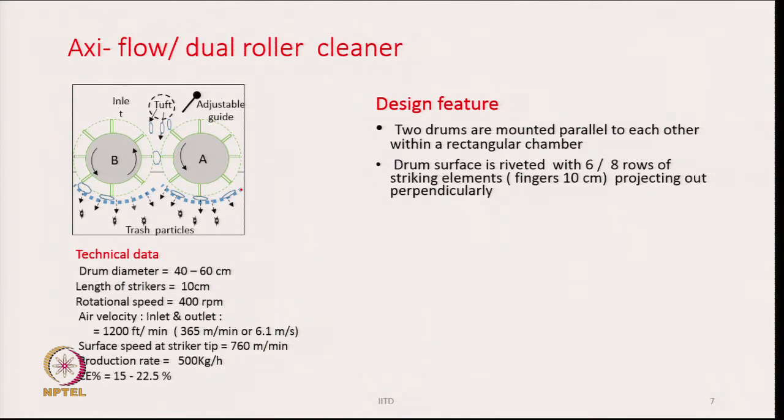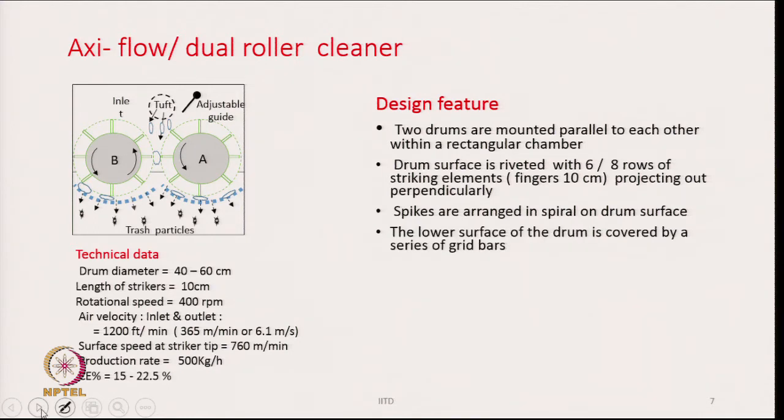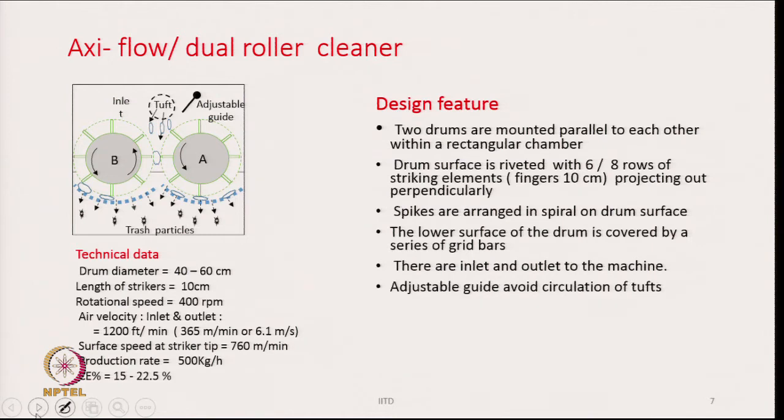The drum surface is riveted with 6 or 8 rows of striking elements or fingers projecting out perpendicularly. These pikes or fingers, whatever you say, are arranged in a spiral formation on the drum surface. The lower surface of the drum is covered by the series of grid bars as shown here, and there are inlet and outlet to the machine. So, there is an inlet through which the tufts will enter the machine, and there has to be an outlet also always, and there is a place below the grid bars where the trash particles will fall down and settle.